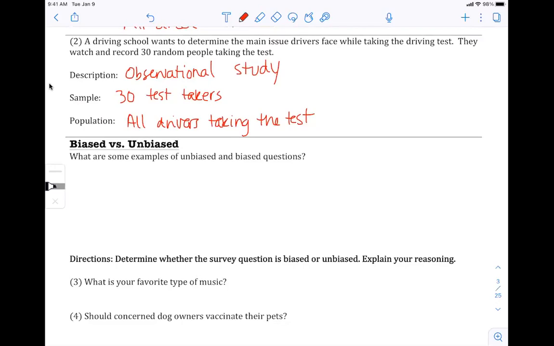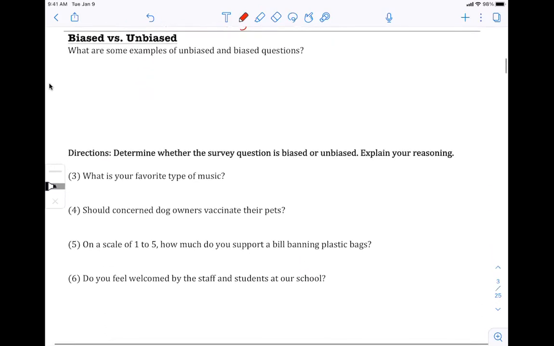Now the next one is all about when you ask people questions. A lot of times this would be when you're surveying people or collecting data. It says, what are some examples of unbiased and biased questions? I'm going to let you guys think of some.